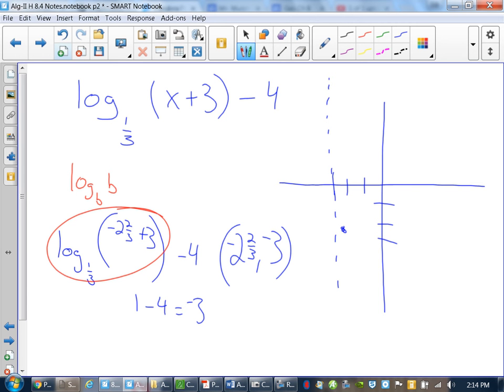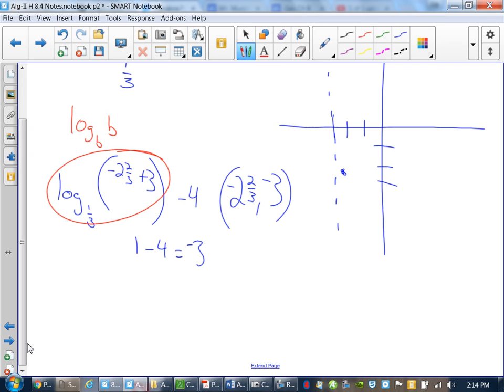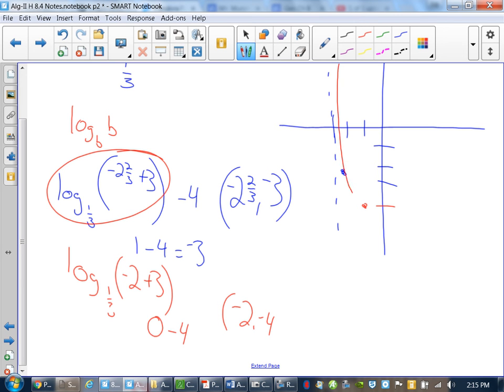What was the other one I had to do? Next one I pick for x would be -2. If I do log base 1/3 of -2 plus 3, that gives me log base 1/3 of 1, which is 0. And then I get 0 minus 4, which means it is at -4. So it's at -2 and -4. And just like I said, it's moving down and right. So even if you didn't know which way it was moving, by graphing it, you would know, unless you screw up the sign.